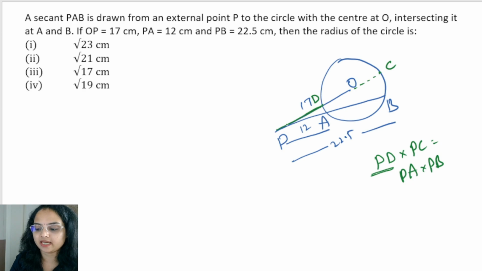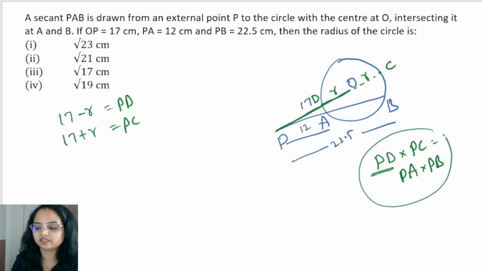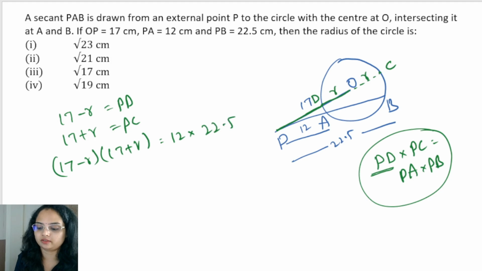PD can be written as, see this DO and OC, these are radius. PD can be written as 17 minus R. This is PD, and what can we write PC? It is 17 plus R. So we'll just substitute in this formula. It is 17 minus R into 17 plus R is equal to PA is 12 and PB is 22.5.